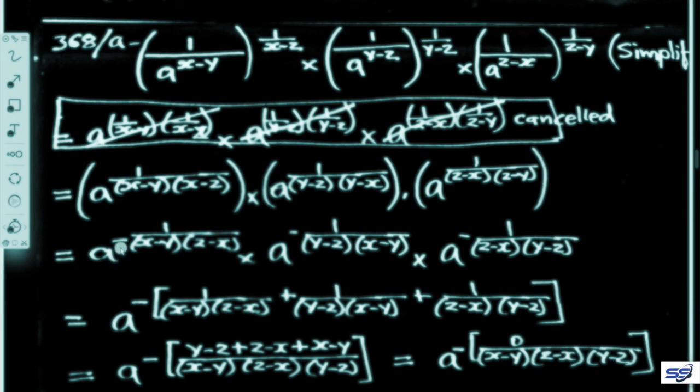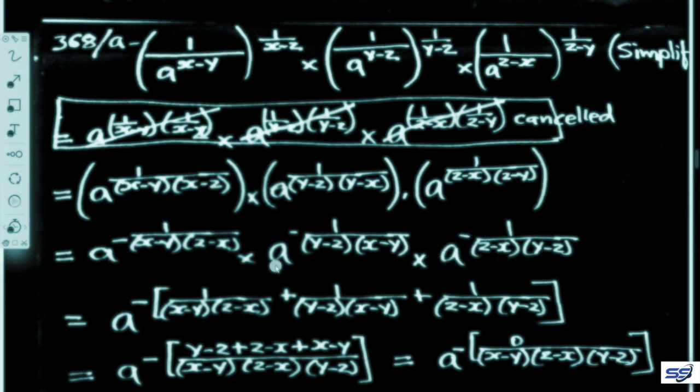In this way, a to the power minus 1 upon (x minus y) into (z minus x). Now x minus z is inverted, so the sign shall also be changed: minus comes into plus, plus comes into minus. Same thing here, y minus x is inverted to x minus y, so minus comes in front. Here also same thing, a to the power minus 1 upon (z minus x)(y minus z). Here comes z minus x as usual, and z minus y is inverted to y minus z, so a minus sign comes in front. Whenever we invert the lower one, a minus sign comes in front.